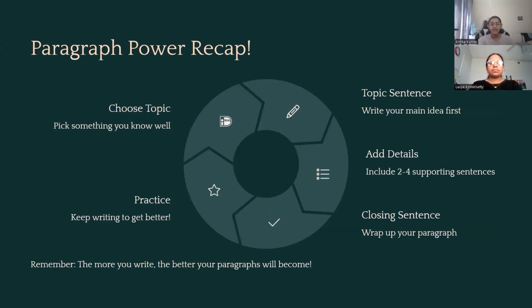Okay, so now we're just going to have a paragraph power recap. So just a summary of everything we learned today. So first thing you're supposed to do is choose a topic. Pick something you know well, and then write a topic sentence. Write your main idea first. Add details, include 2 to 4 supporting sentences, and then finally add a closing sentence to wrap up your paragraph. And then, like we all said, continue practicing. Keep writing to get better. Remember, the more you write, the better your paragraphs will become.